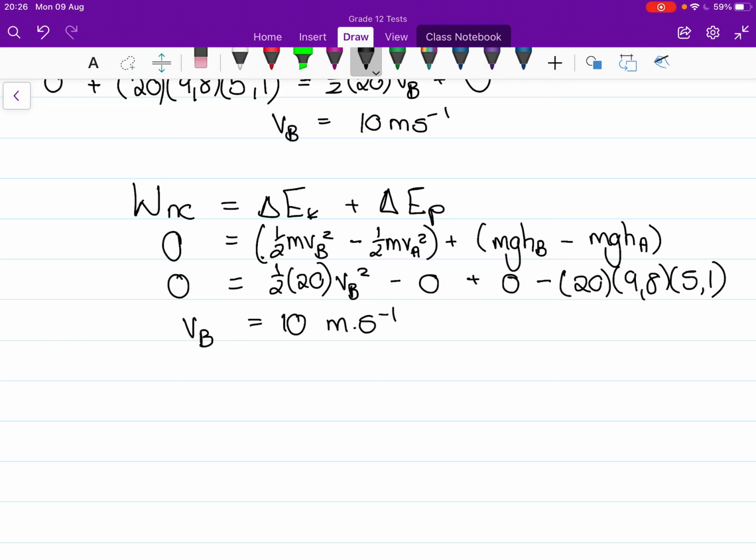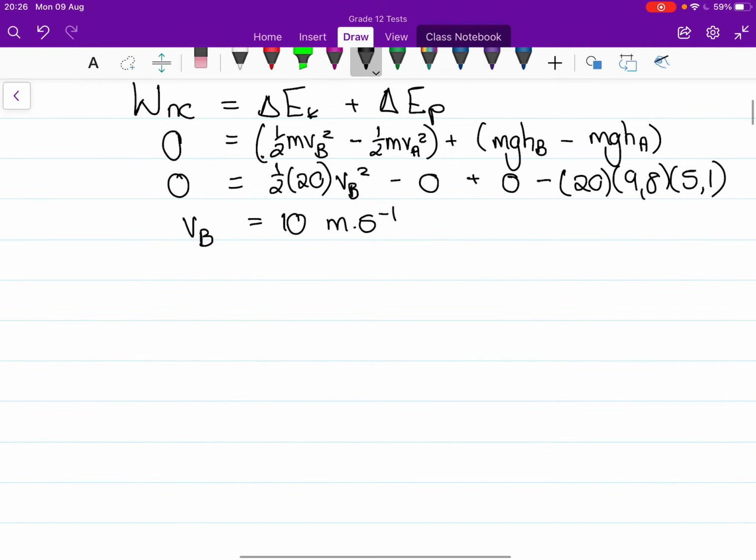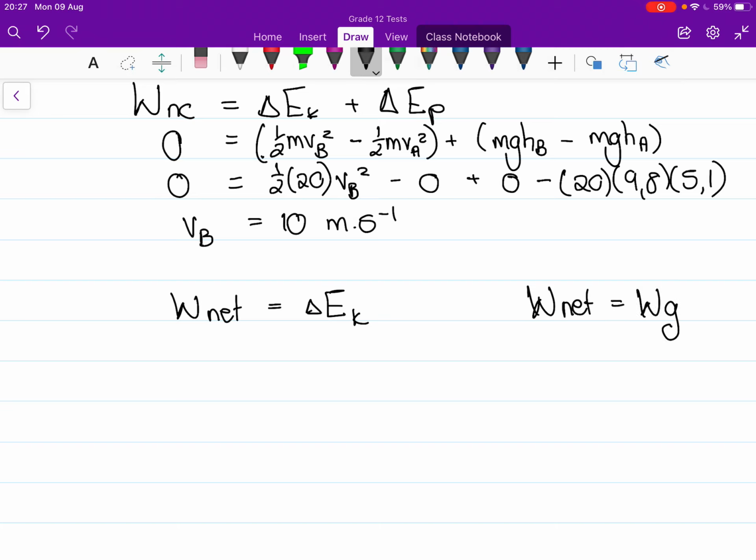The third option was to use Wnet. Here what you had to recognize is that because we were looking at something that was going down, and the non-conservative force was absent, it's the conservative force of gravity that was doing the work. So net work was the work done by gravity, and gravity acts vertically down.